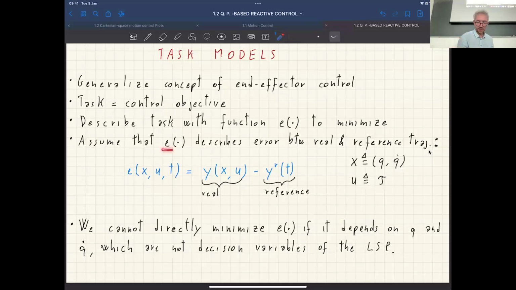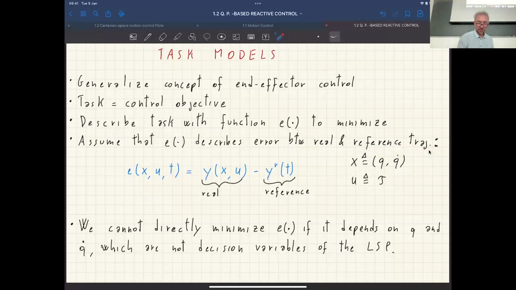We assume that the function E is described by an error between the real value of a certain quantity, like the center of mass position, or the camera orientation, or the foot position and orientation, or it could be like the angular momentum of the robot. It could be also quantities that are not really measured in meters or radians. And a reference trajectory for that quantity that you would like to track.